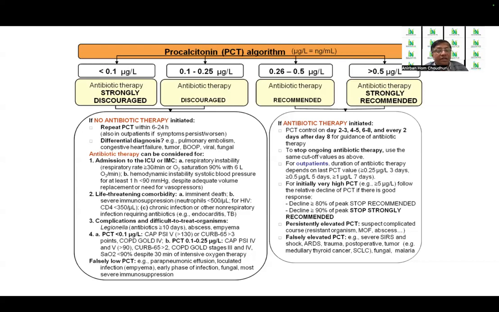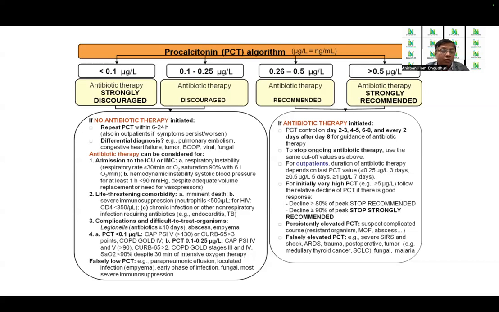If the PCT is less than 0.1 but CURB-65 is more than 3, or the pneumonia severity score is more than 130, then those are the patients where we need to treat. Otherwise, we will have to figure out the risk that this patient presents with. Similarly, COPD GOLD stages 3 and 4, or saturation less than 90% despite 30 minutes of intensive oxygen. These are all indications to start therapy in presence of procalcitonin values of 0.1 to 0.25.